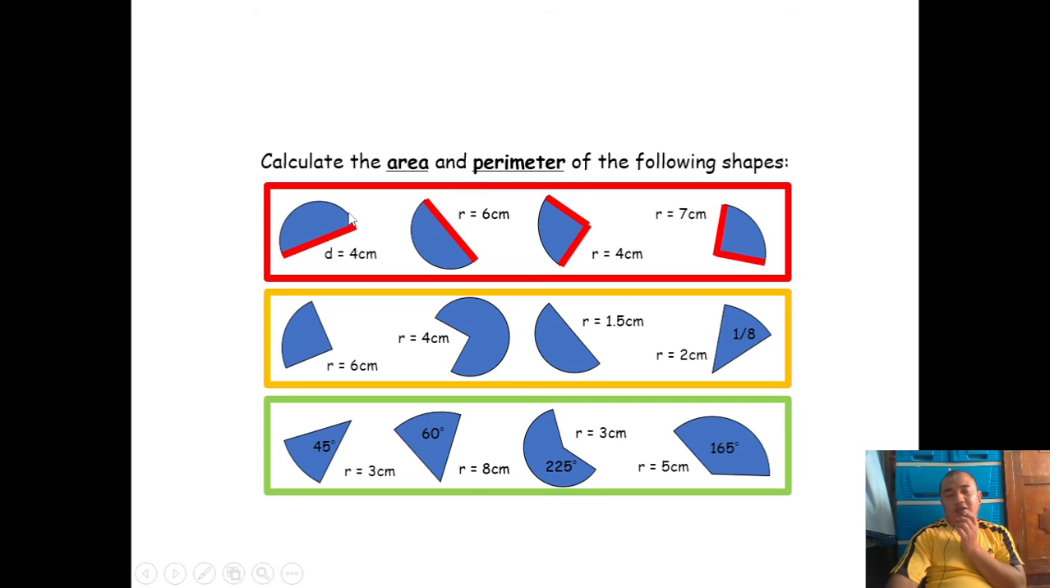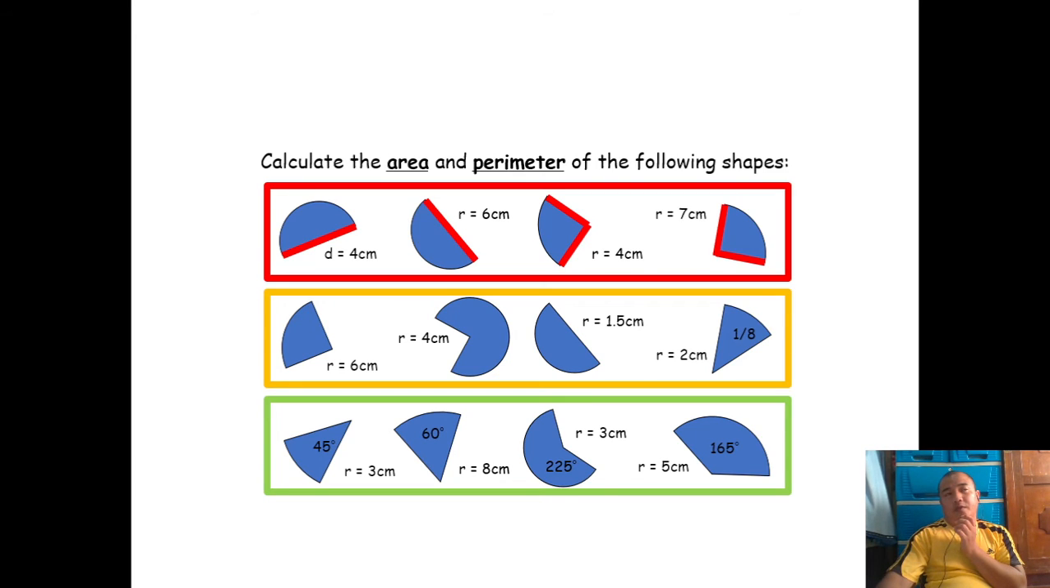So, what's the area? That means its radius is 2. So for the area, pi r squared over 2. 4 pi divided by 2, so it's only 2 pi. 2 times 3.14, so 6.28.